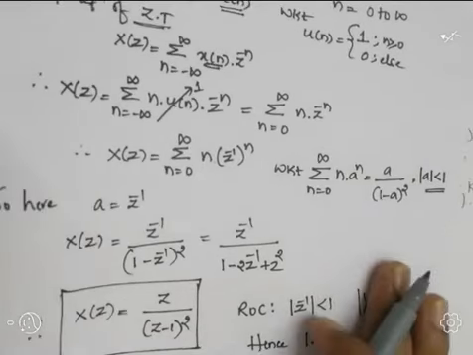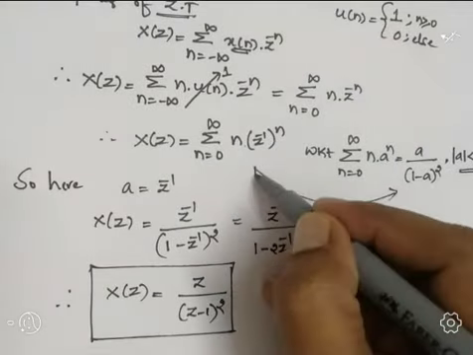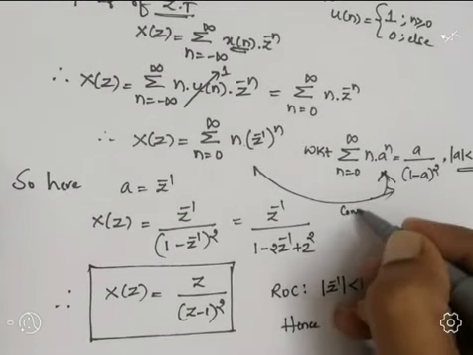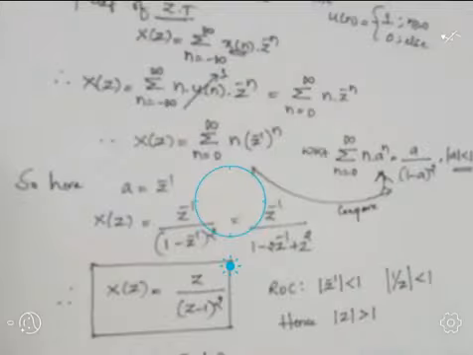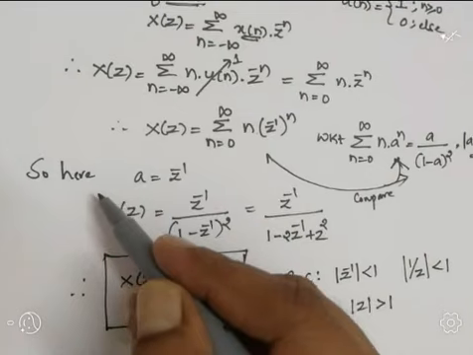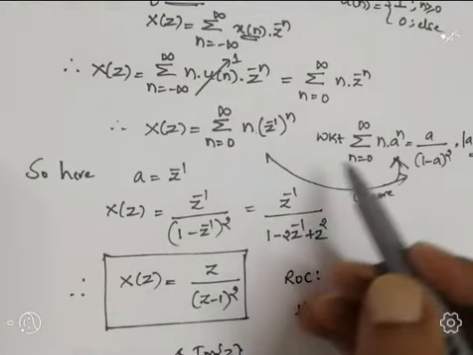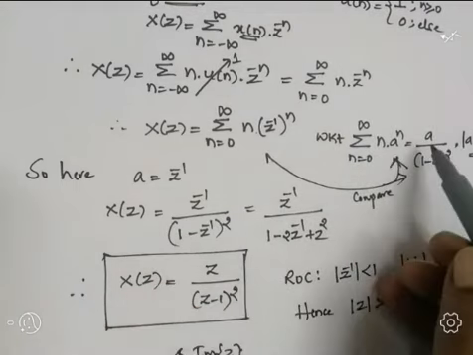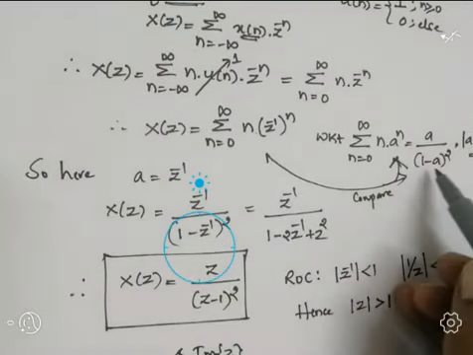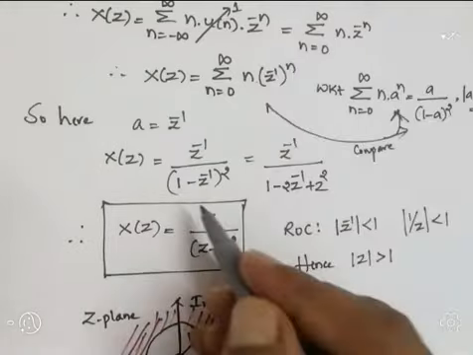If this condition is satisfied, then only we write this value. In this case, compare these two things. We can write a equal to z to the power minus 1. Now I am going to use this formula: X of z equal to a, which is z to the power minus 1, divided by 1 minus a whole square. So 1 minus z to the power minus 1 whole square.